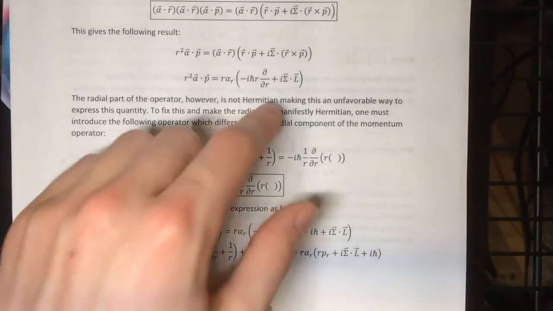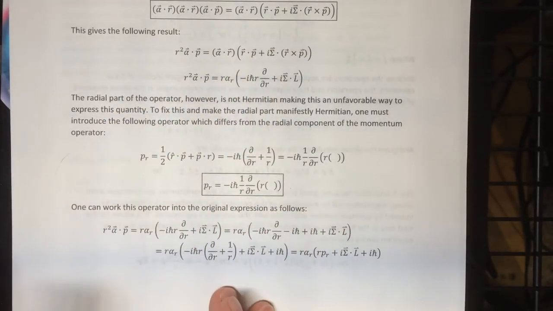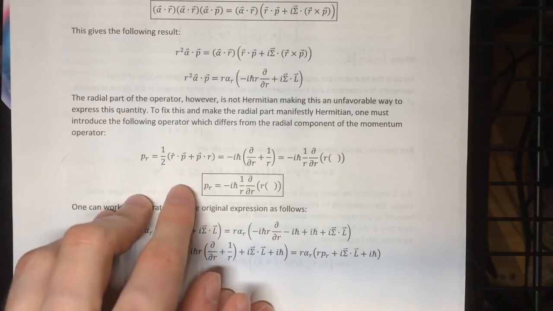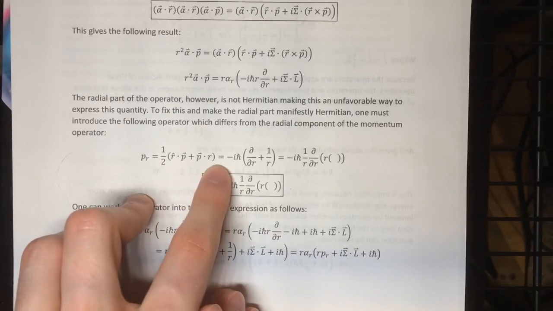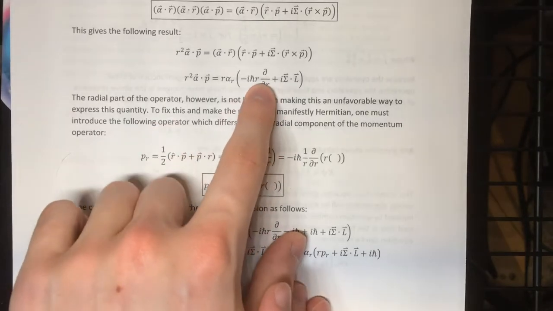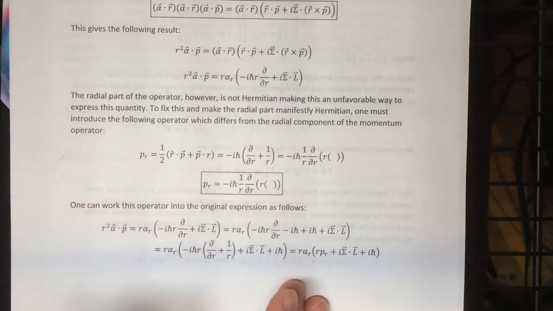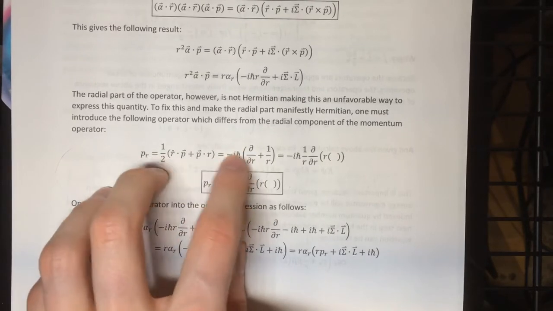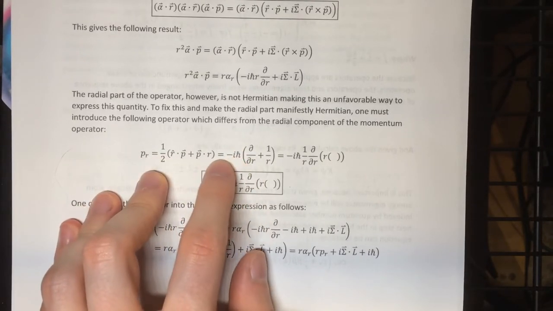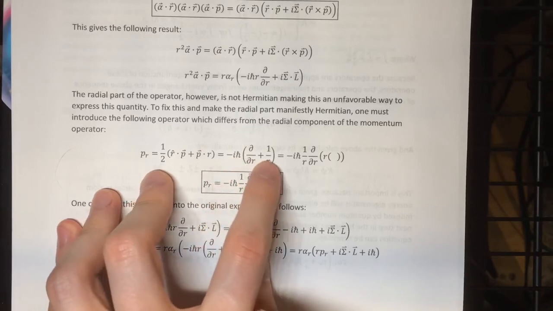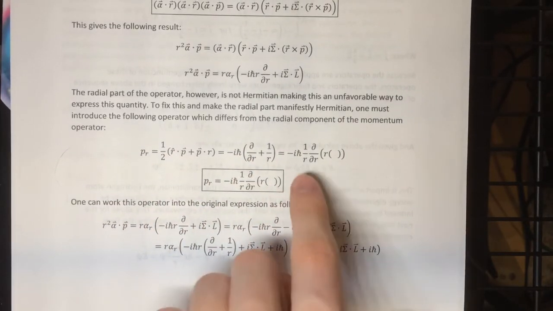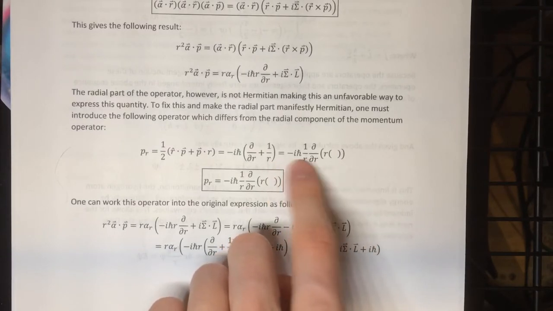It isn't Hermitian, the radial part specifically, and we want the radial part to be manifestly Hermitian. So we need to invent an operator that is, and then manipulate this until that operator shows up. It turns out that this operator here is Hermitian. And in terms of derivatives, of course, it ends up working out to be like that trivially. And then we can rewrite it in a really beautiful way like that.